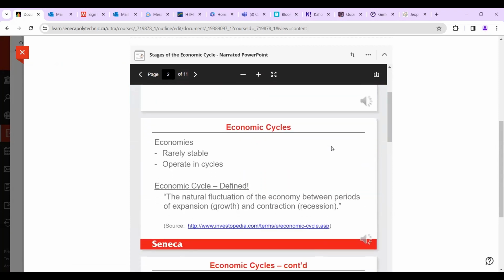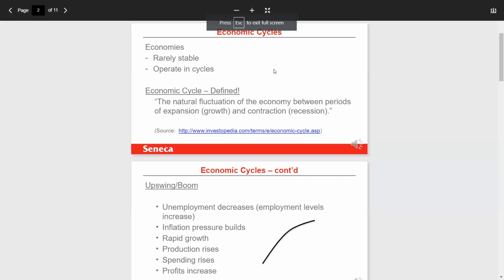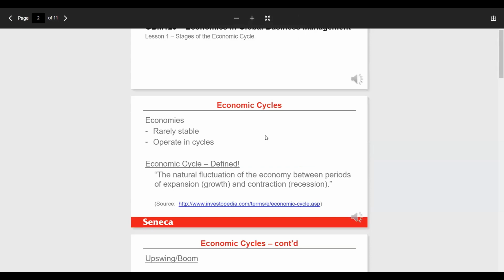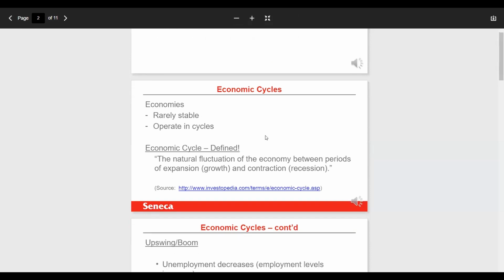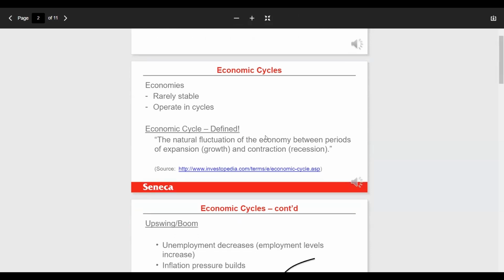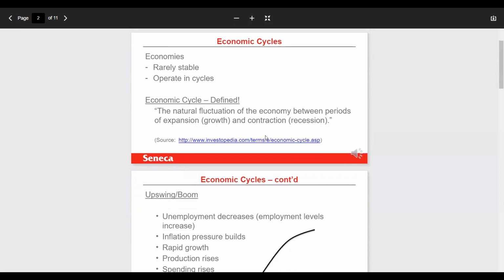Economic cycles. Economies are rarely stable and they operate in cycles. The economic cycle is defined as the natural fluctuation of the economy between periods of expansion, growth, and contraction, recession.